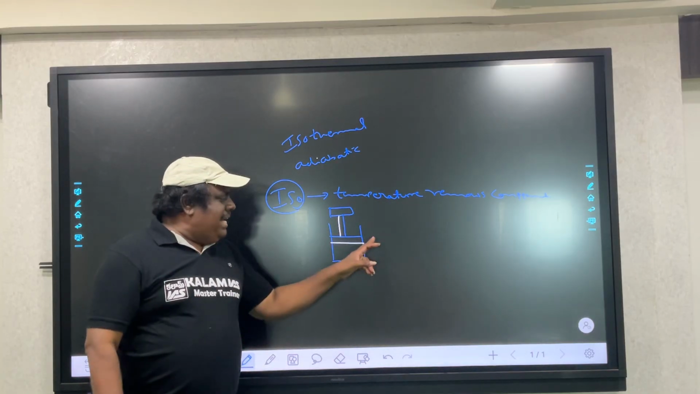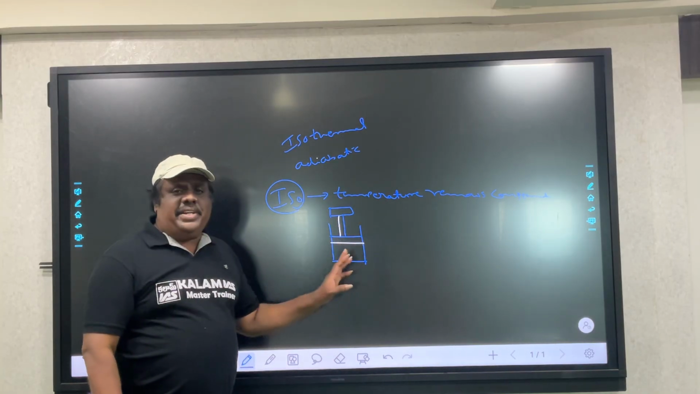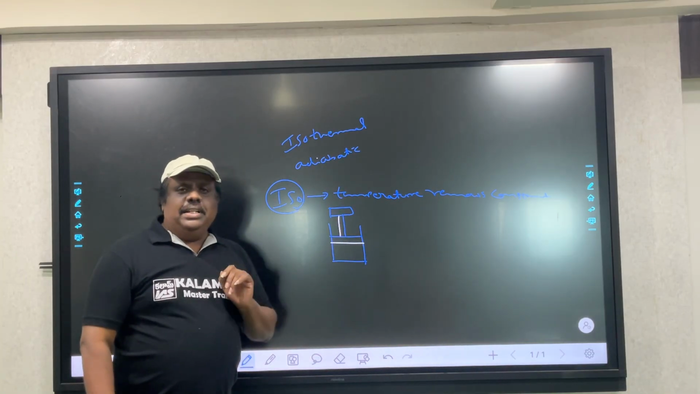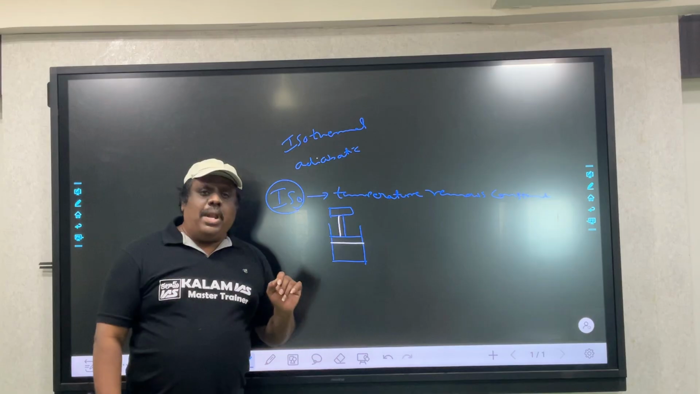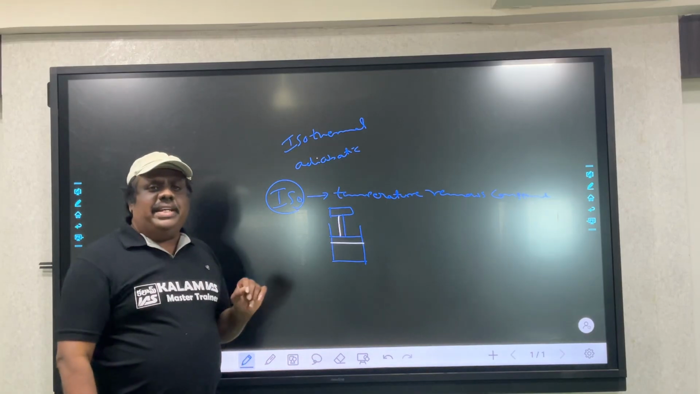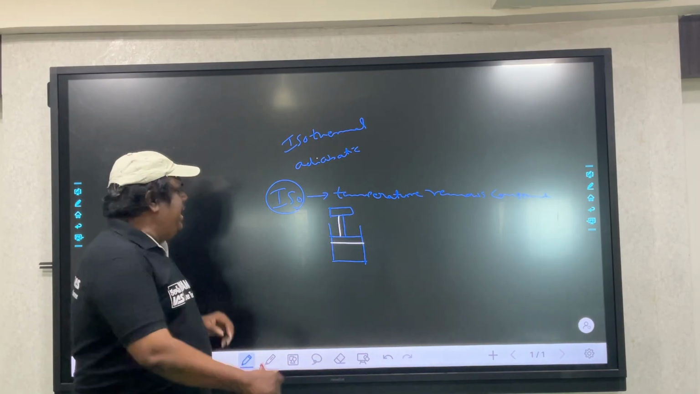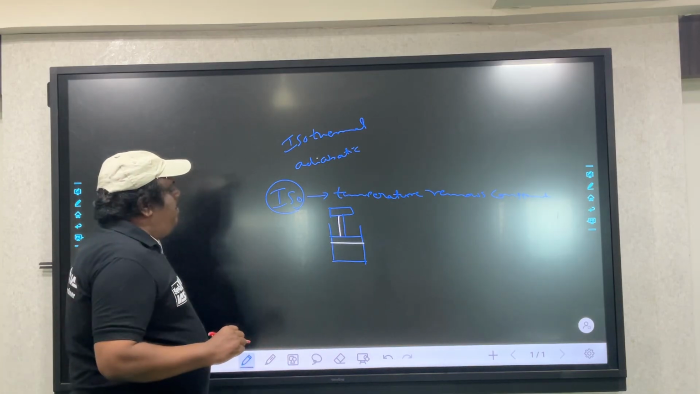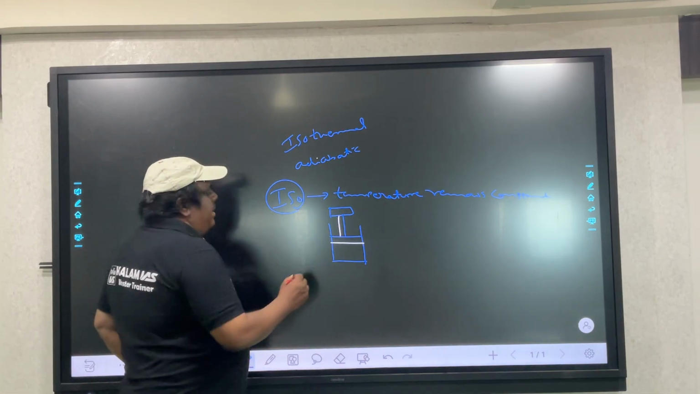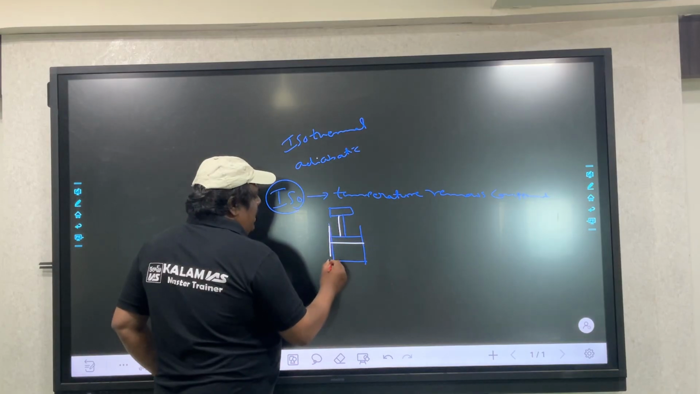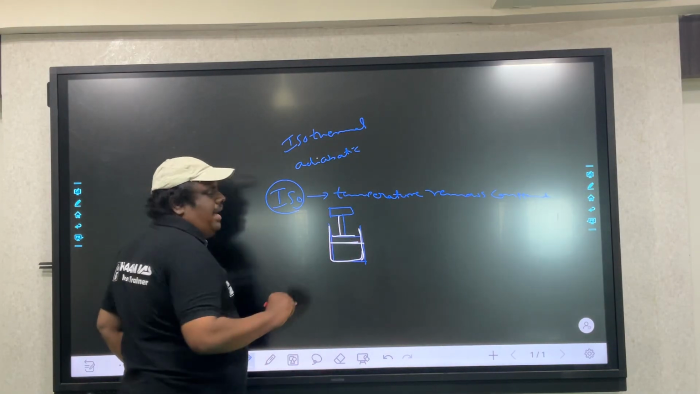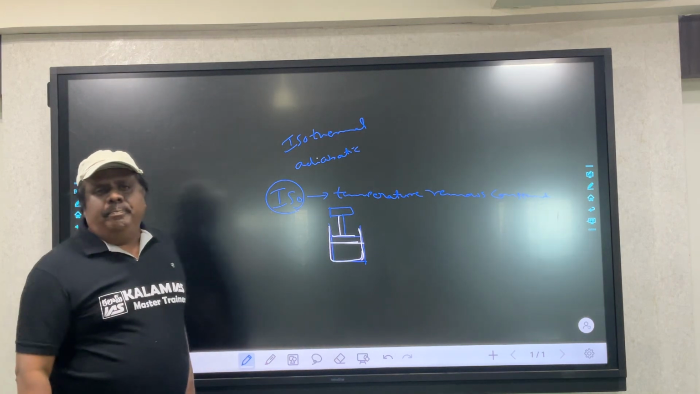Otherwise, if the surroundings have a higher temperature than the system, it can absorb heat from the surroundings. That means there is good thermal communication between the system and the surroundings in the case of an isothermal process. Here the cylinder walls, that means the cylinder as well as the piston, are made with good conductors of heat.